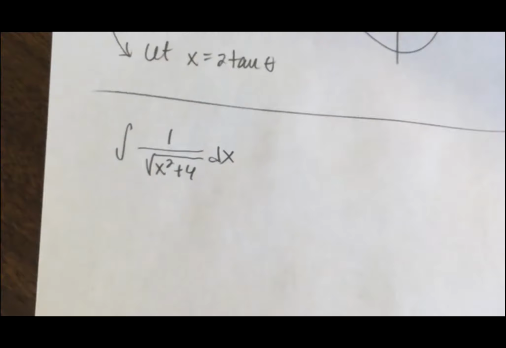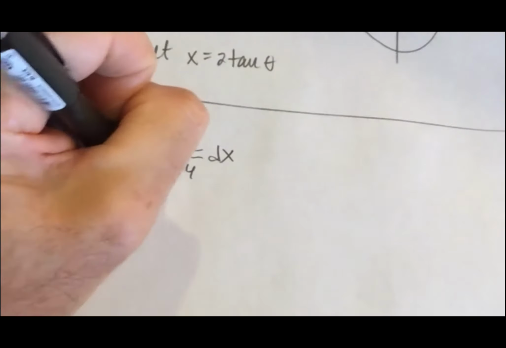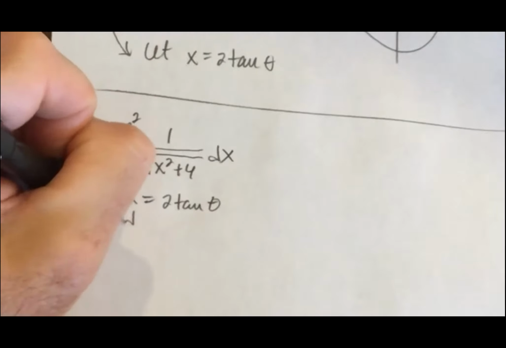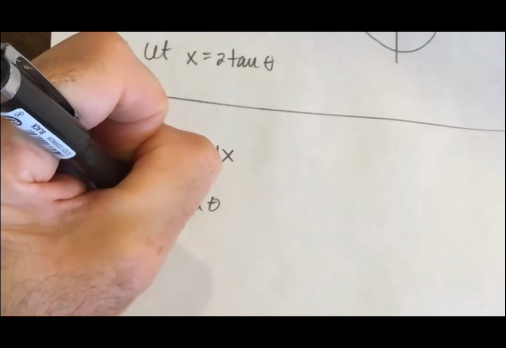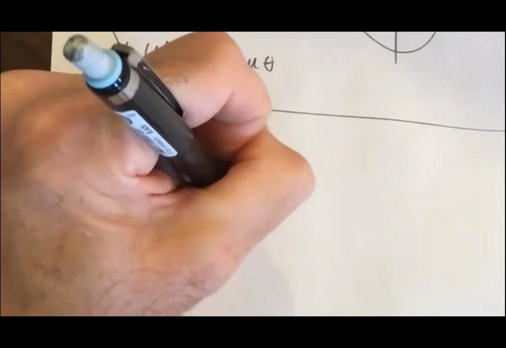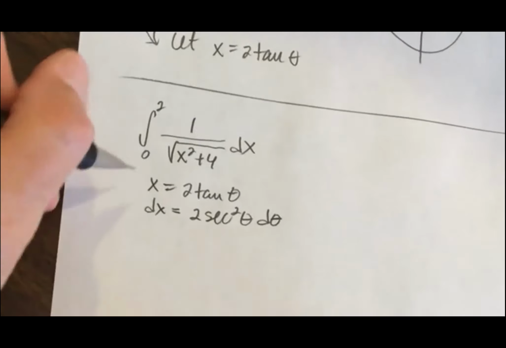Okay, now this one is definitely not a chain rule. You can't go the shortcut way here because you need a 2x in the numerator and there isn't one. So now we do have to sub. Now I really am going to let x be 2 tangent theta. Also, it's the definite integral between 0 and 2. Then dx, do you remember the derivative of tangent? Secant squared, yeah.